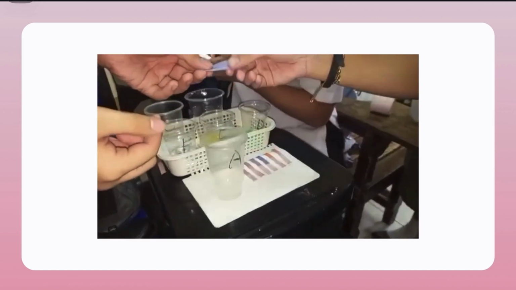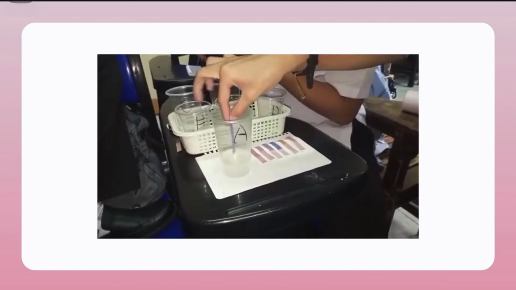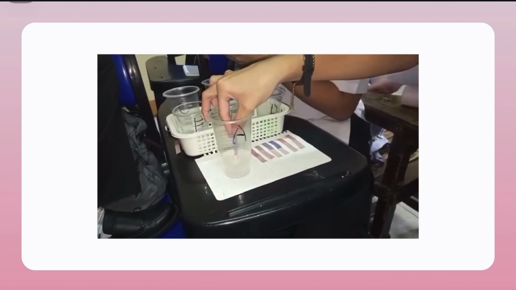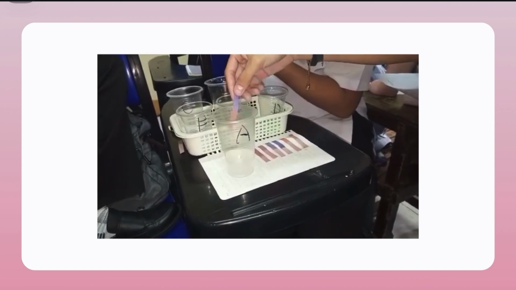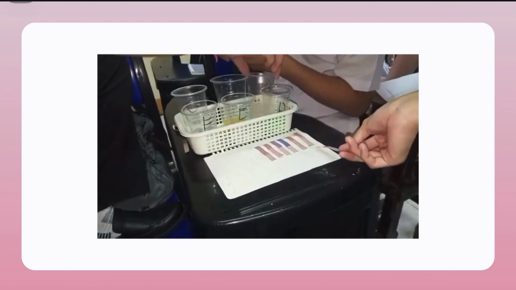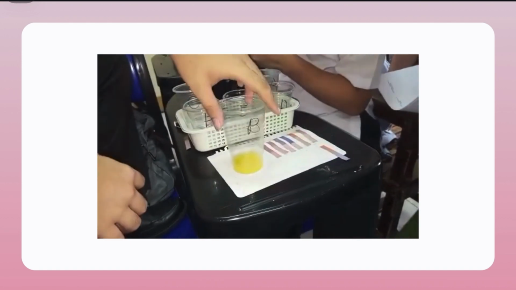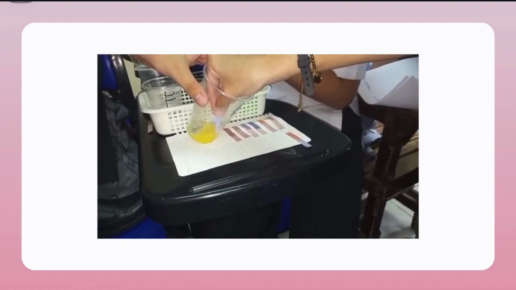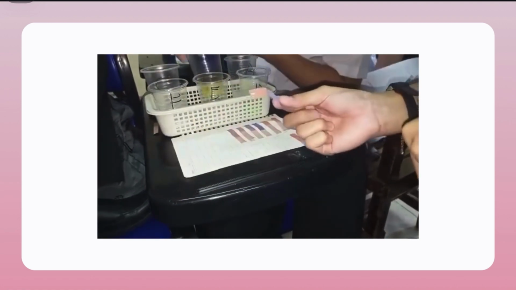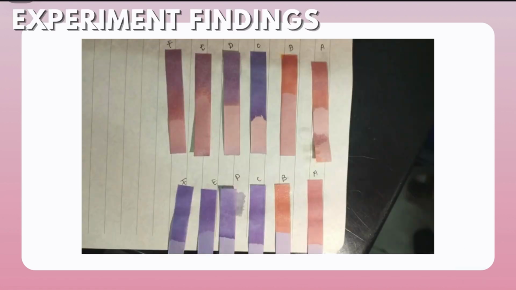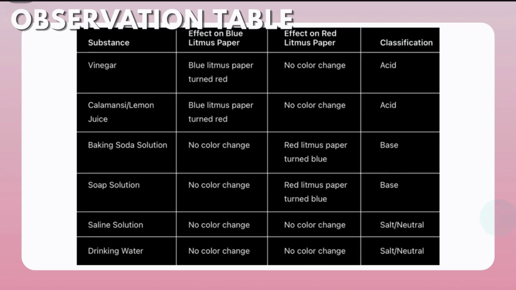Here is an example of our experiment. When we dip the blue litmus paper into solution A, the blue litmus paper turned red. And when we dip the blue litmus paper into solution B, it also turned red, indicating that solutions A and B are acidic. Let us look into our experiment findings.